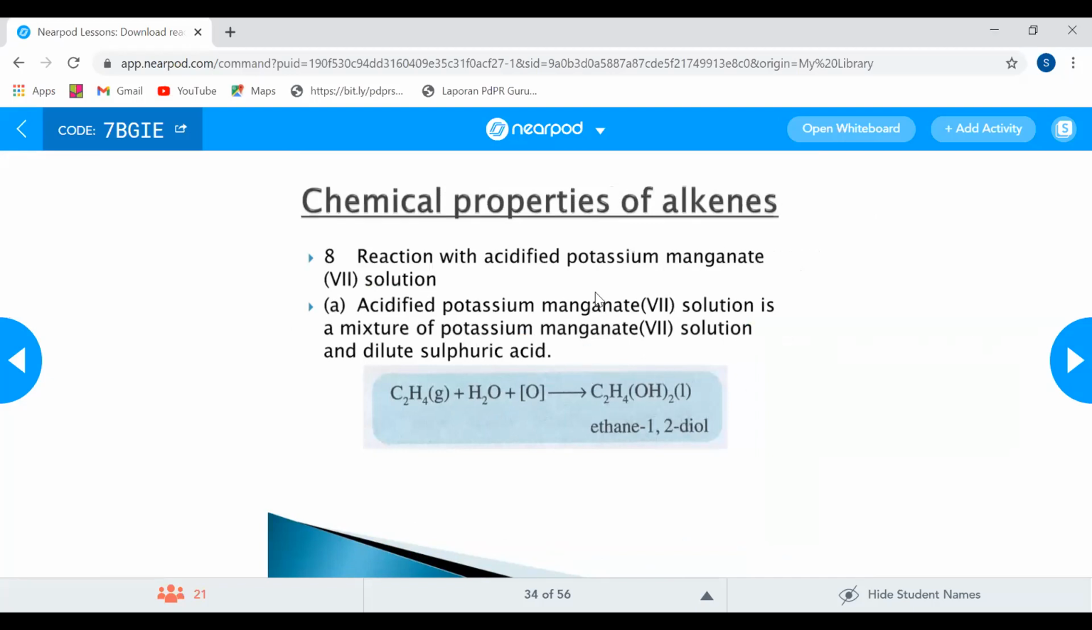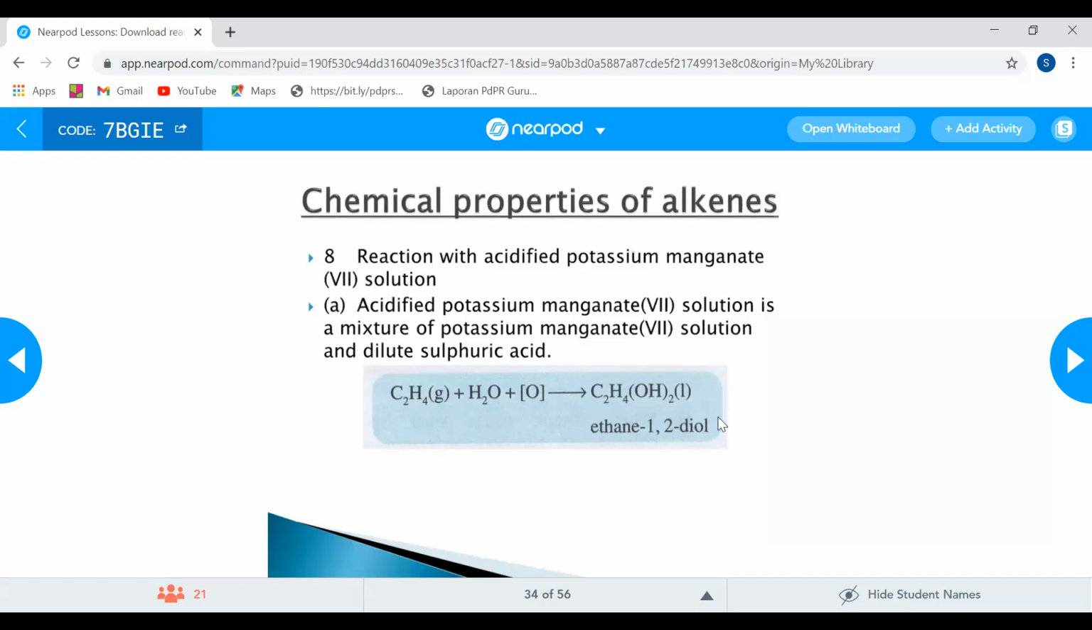When you react with acidified potassium manganate 7 solution, look at my product. What do I get? Ethane 1,2-diol. How on earth did that happen? Because here, remember water, I got HOH, and then I got another O. One OH goes to one carbon, another OH goes to another carbon, you will get a diol.